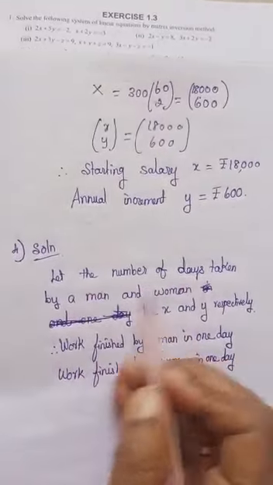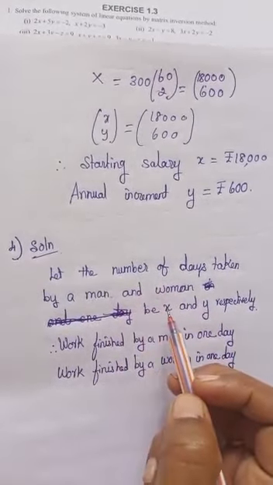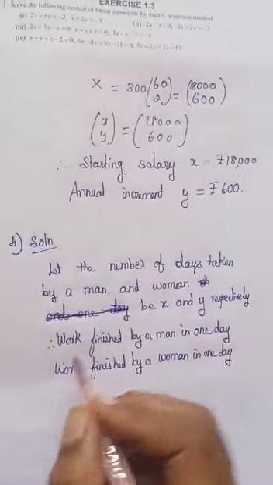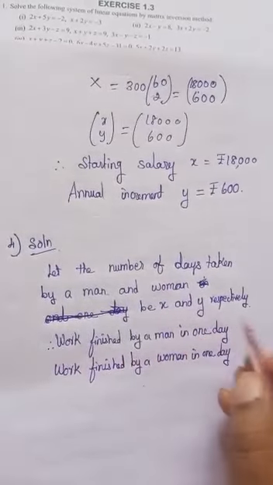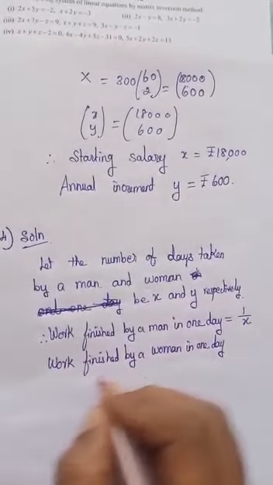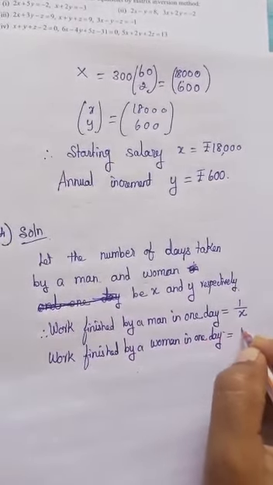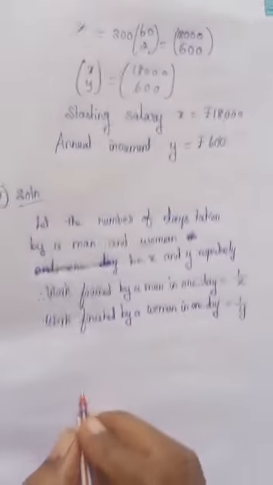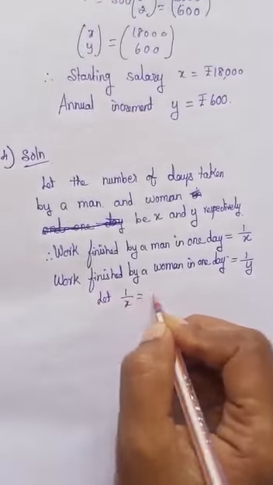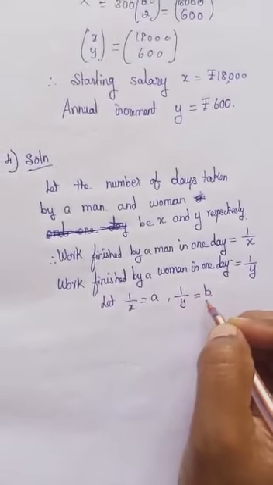Say, I am taking let the number of days taken by a man and woman be x and y. So, man will take x days to complete the work and woman will take y days to complete the work. So, work finished by a man in 1 day. So, in x days they are completing means in 1 day how many work they will complete? 1 by x part. The same way work finished by a woman in 1 day is equal to 1 by y. I am taking let 1 by x is equal to a, comma 1 by y is equal to b in order to complete the problem.